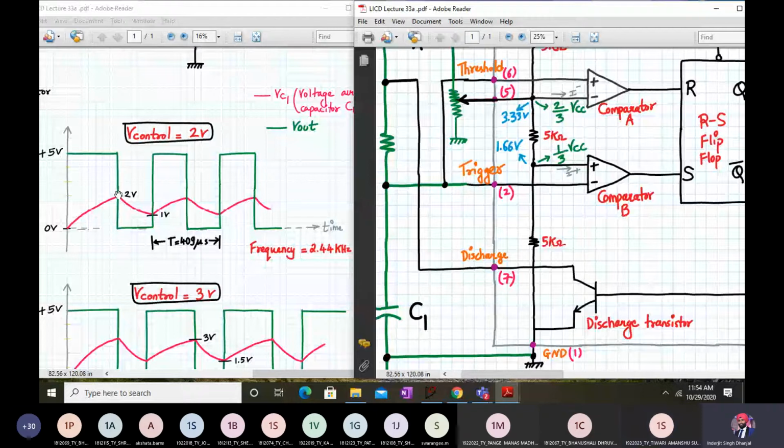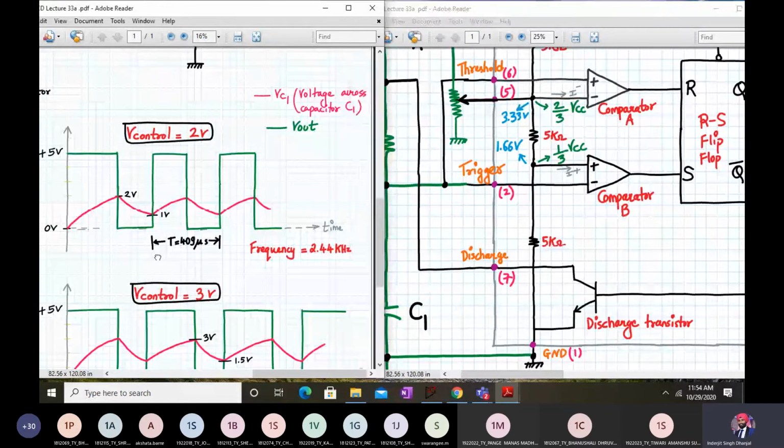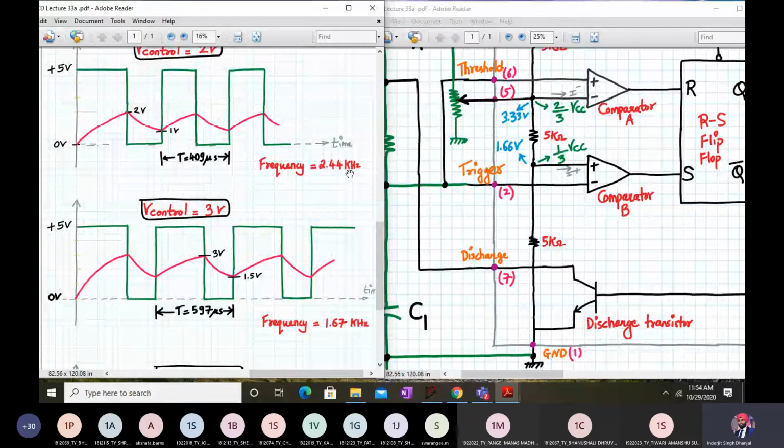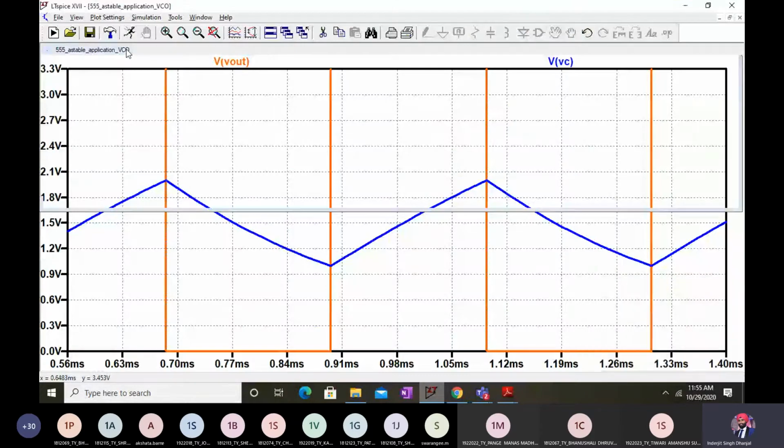So hence it is 2 volts to 1 volt, and the entire functioning will remain the same. Instead of 3.33 and 1.66, we are getting 2 volt and 1 volt. That's the meaning of this control voltage. And accordingly, the frequency is 2.44. Now let us again go back to the simulation and check the same thing.